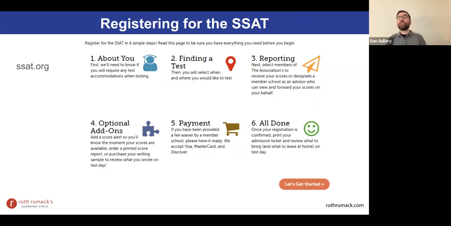It will always ask you to select which schools you'd like your scores to be sent to. You should always select none. Once the scores have been submitted, you will get a notification that the scores have been submitted. You can go and look at those scores.